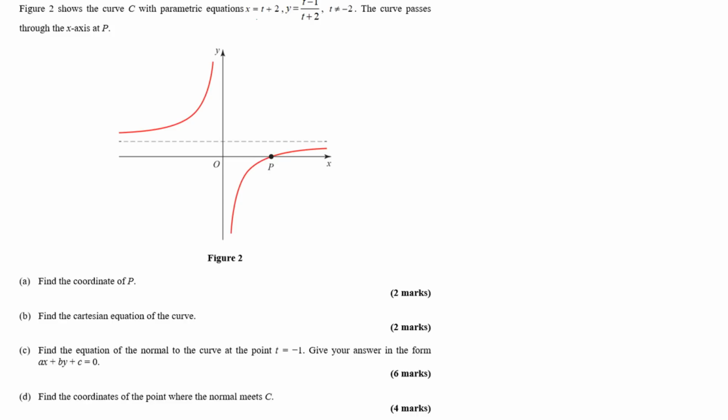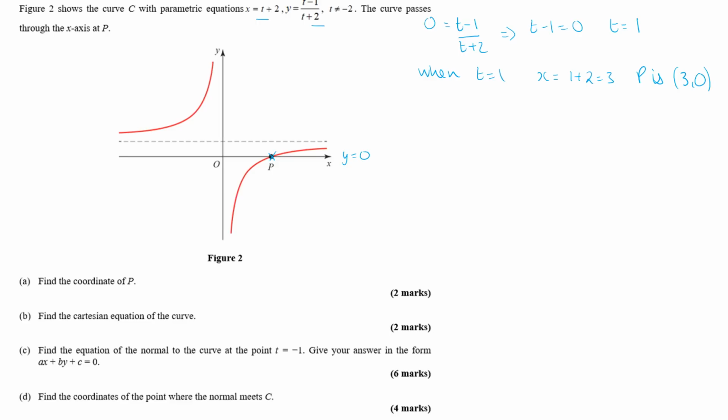Next, I've got a parametric equation. So we've got our third parameter t, and the first thing we need to do is find the value of p. So at p, y is equal to 0. So if we let 0 equal t minus 1 over t plus 2, that only happens when the numerator is 0. So t minus 1 has to equal 0. t is equal to 1. And then what we need to do is sub that into the x equation. So when t is equal to 1, x is equal to 1 plus 2, which is 3. So p is 3, 0.